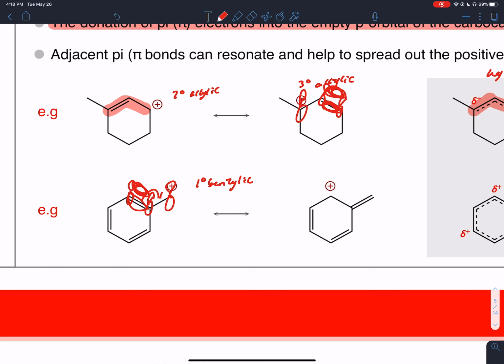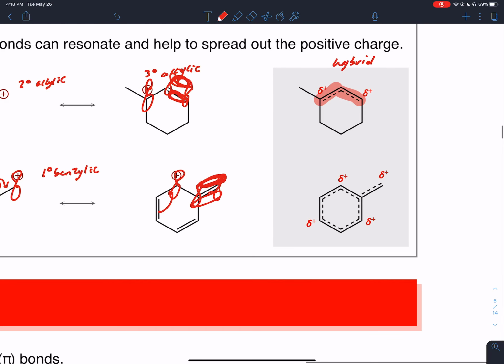And we can share pi electron density into what was the empty orbital, creating a new pi bond, but we leave this orbital here empty. But of course, there's another pi bond adjacent, and we can continue to resonate this around. And I want you to maybe try this. If you drew out all the resonance structures, what you would see is a resonance hybrid that looks like this. We have the positive charge being distributed around the ring. Now, specifically, every bond is engaging in the resonance.